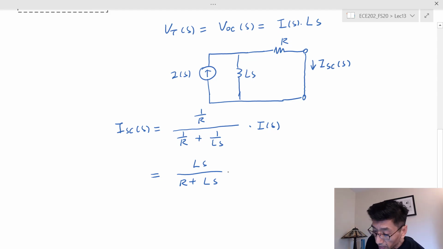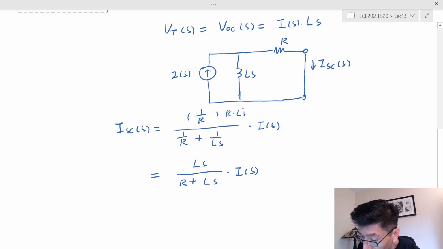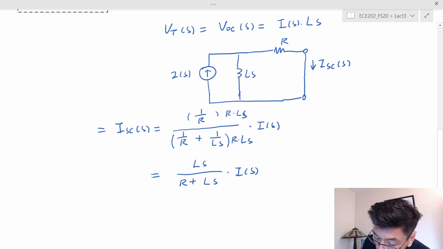So in that case, you need to use the other impedance. Actually, from the first one here, if you multiply this by R times L_S, you get the second one, right? You multiply the numerator and denominator by the same R times L_S, and on the numerator you're left with L_S, on the denominator you're left with R plus L_S, right? So this is the Norton equivalent circuit.